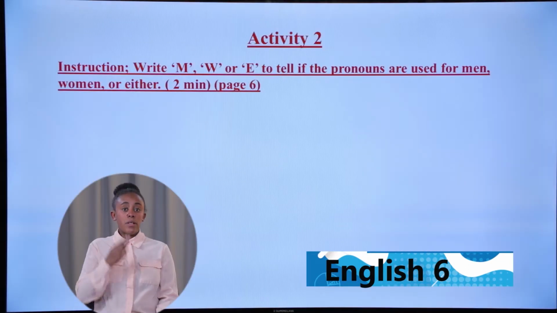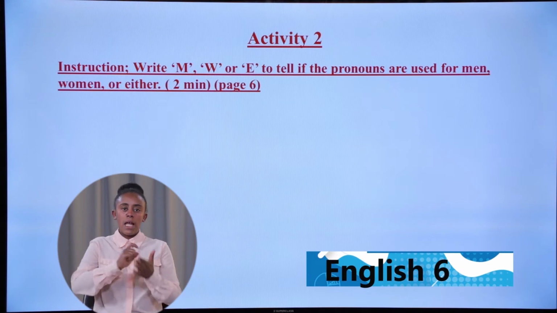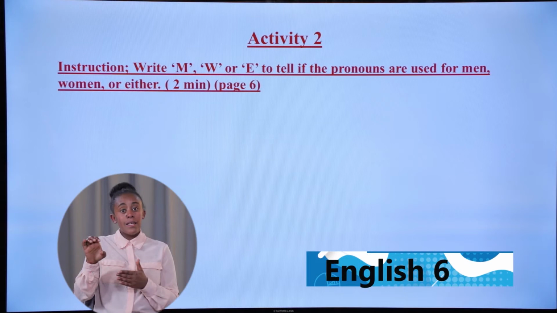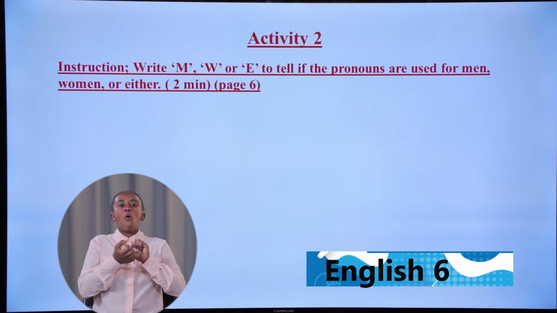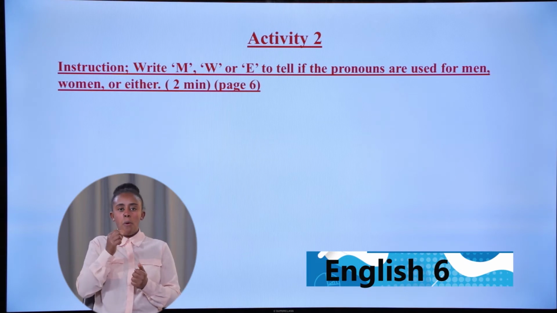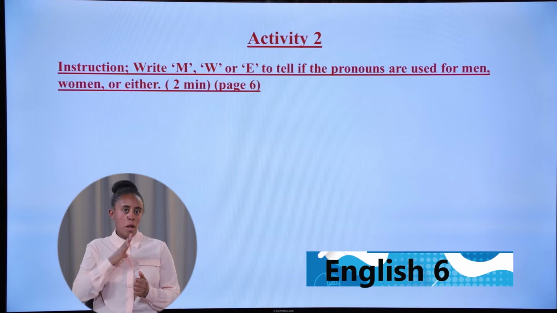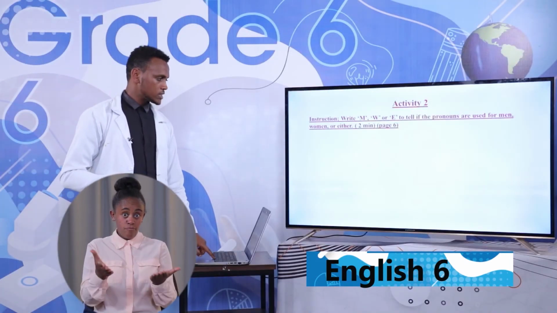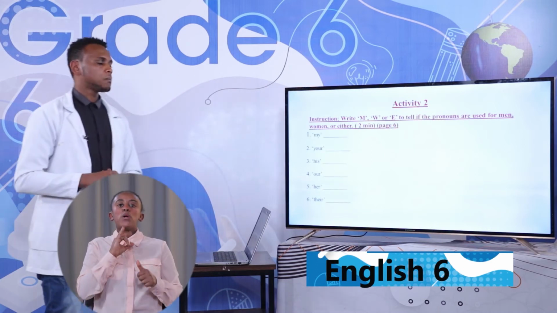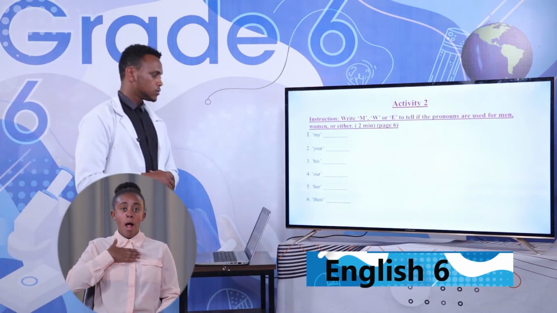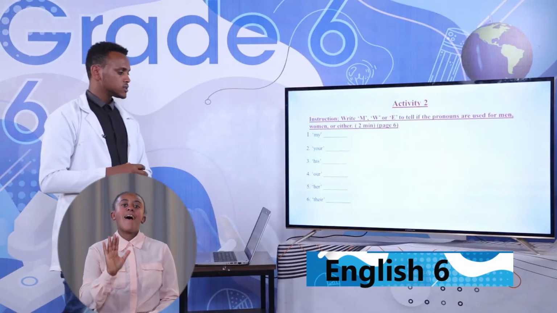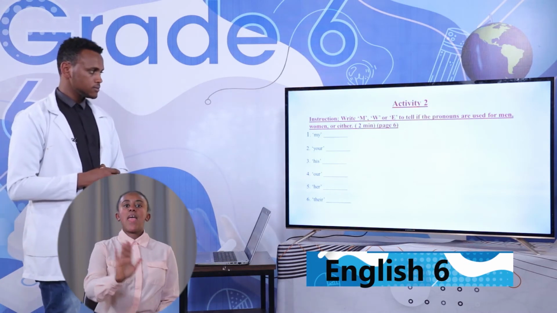The instructions say, write M, W, or E to tell if the pronouns are used for men, women, or either. And it is page 6 on your textbook. The questions are: the first one is my, second, your, third, his, 4, our, 5, her, 6, their.